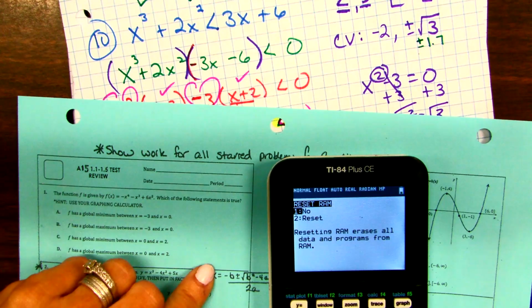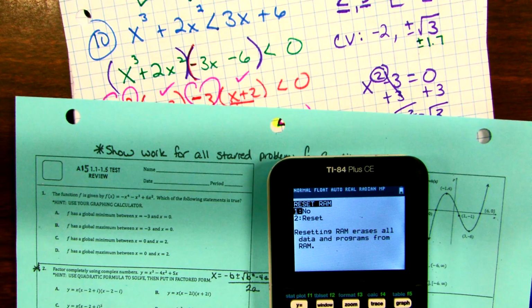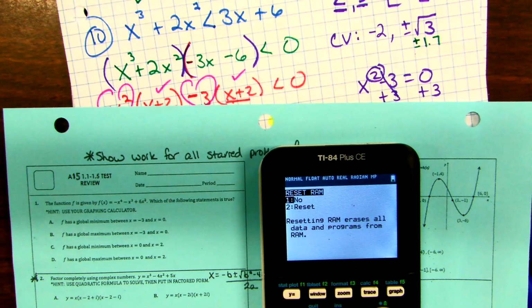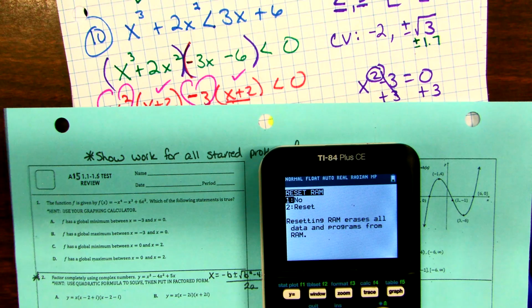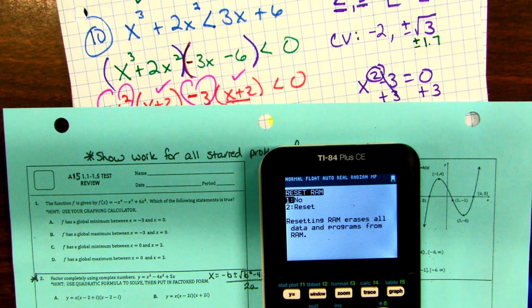Okay, all right, guys, here we go. Remember, number 1 tomorrow is going to be a calculator problem. You're going to have to do this. You raise your hand, I'm not going to be able to help you. You have to know how to do it on your own.